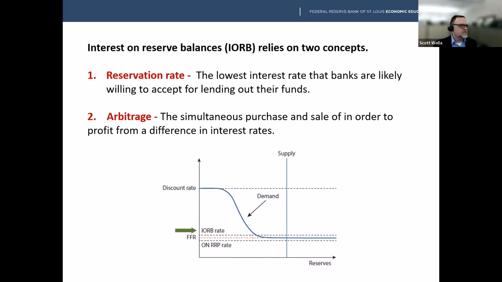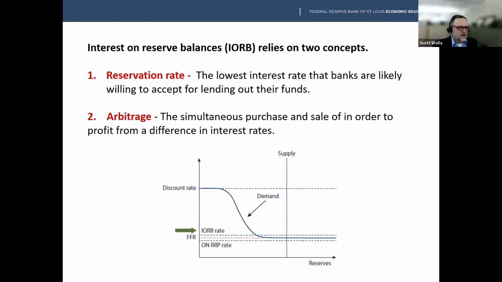The first one is the reservation rate, and the definition is that the reservation rate is the lowest interest rate that banks are likely willing to accept for lending out their funds. Interest on reserve balances acts like a reservation rate, meaning that banks always know they can put their excess funds in their accounts at the Fed and earn the interest on reserve balances rate. So it is the lowest rate that banks are willing to accept for lending out their funds.